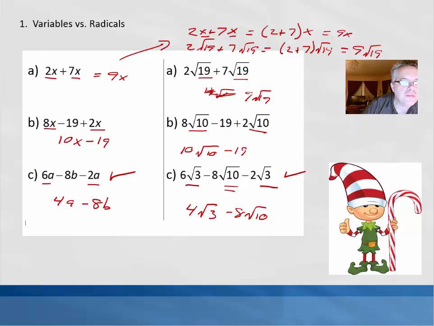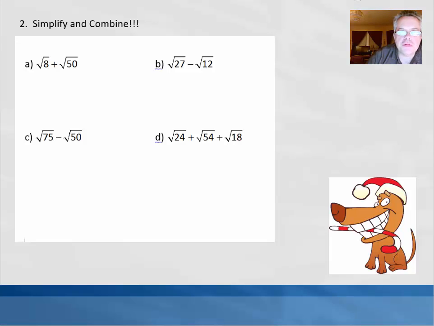Okay, sometimes we have to simplify the square roots before we can combine them. Right now, the square root of 8 and square root of 50 are not like terms. But if we simplify them, who knows, they might become like terms. So my first step is just breaking apart the square roots in order to simplify. 8 is 4 times 2. And then square root of 50 we can break up into square root of 25 and square root of 2. So this is 2 square root of 2 plus 5 square root of 2.